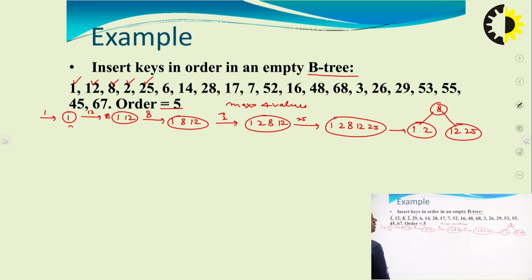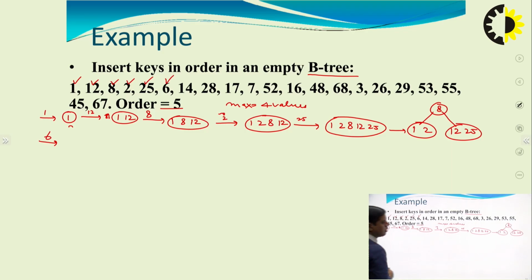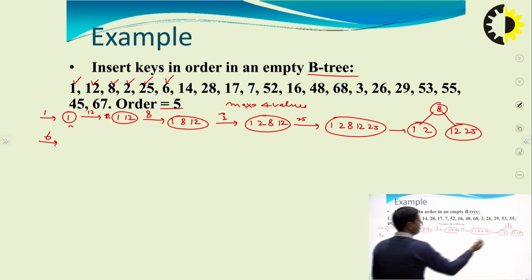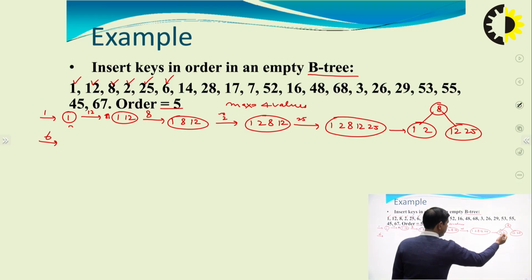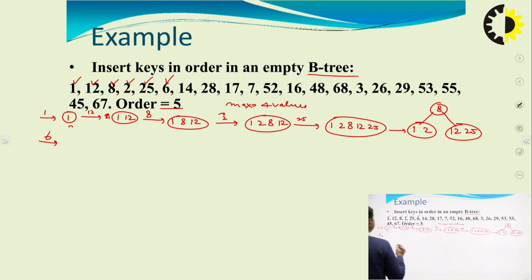Then after that, we have to insert 6. Now according to the rule, 4 values can be in a node, so we will compare 6 with 8. It will go to the left side and it will be like this: 8, then 1, 2 and 6, because we have to put it in sorted form. That is 12 and 25. After that, we have to insert 14.